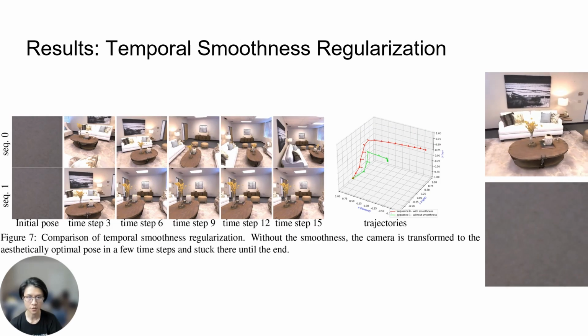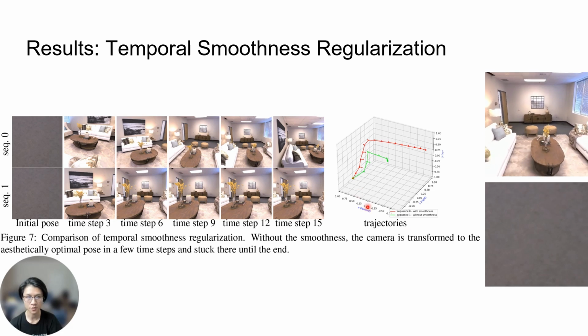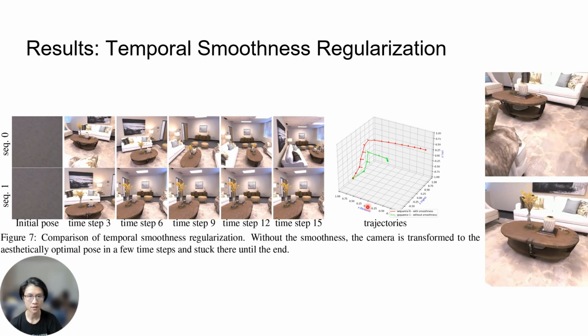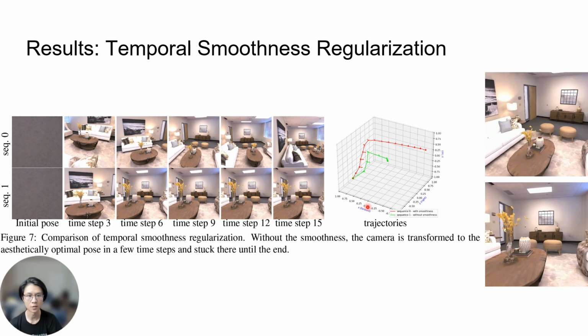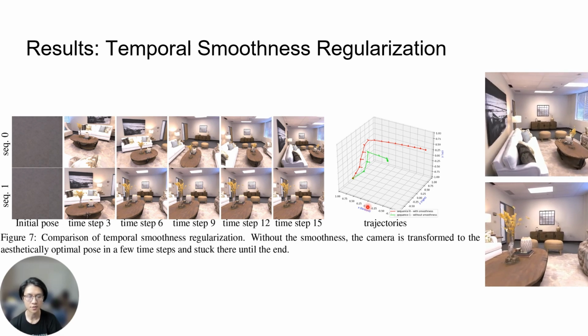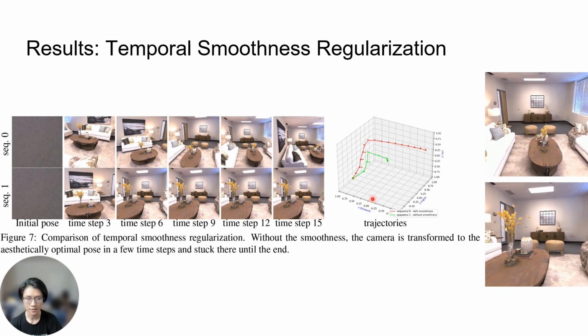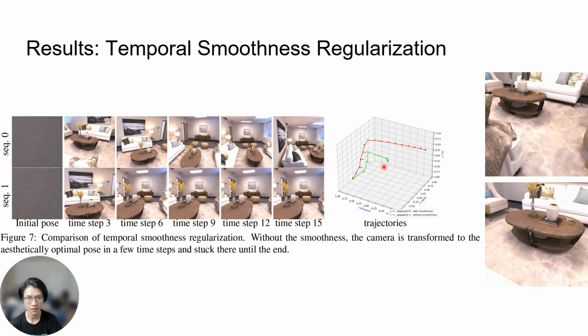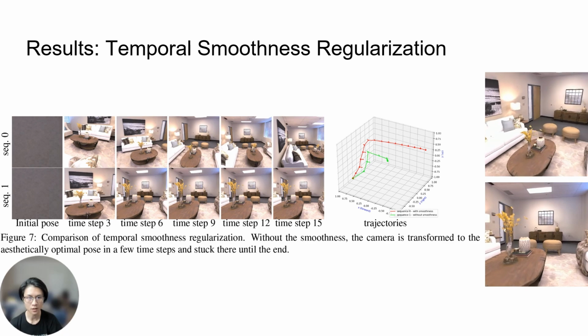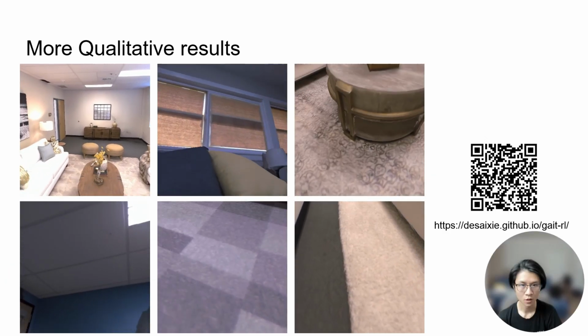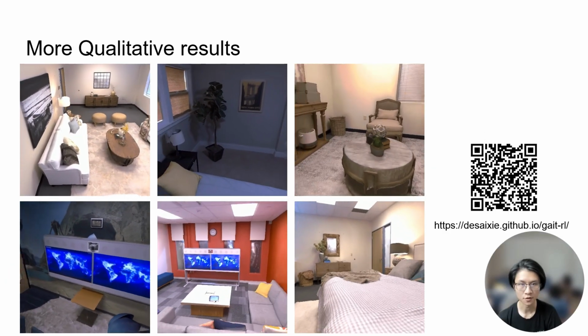Here, the two trajectories have the same starting pose, one trained with the temporal smoothness regularization and one without. As a result, the second trajectory contains abrupt actions and stays at the same pose in the end, which is suboptimal and trivial. You can visit our website for more qualitative results.